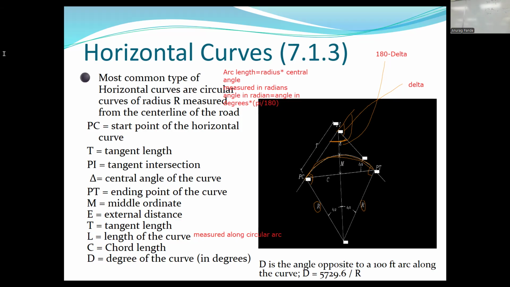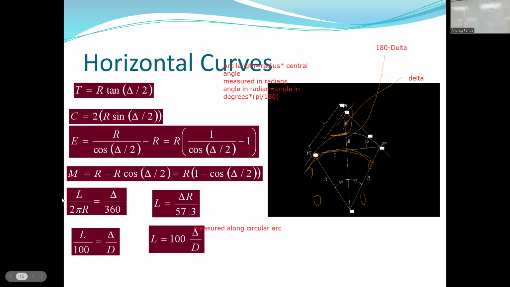Let's see what I have on the next slide. These are some of the relationships. T is equal to R tangent delta over 2. I'm not going to go into the trigonometry of this. Tangent is radius times tangent delta over 2. Chord length will be 2 times R sine delta over 2. This is just basic trigonometry. E is the external distance. M is the middle ordinate. M will be the full radius minus R cosine delta over 2. And then you can find all these.